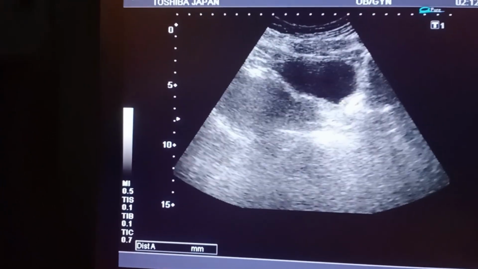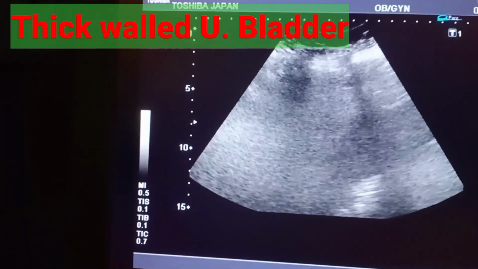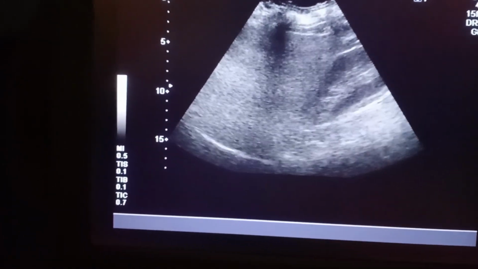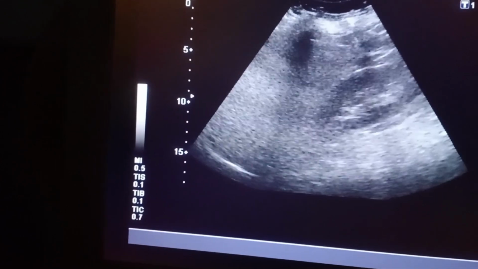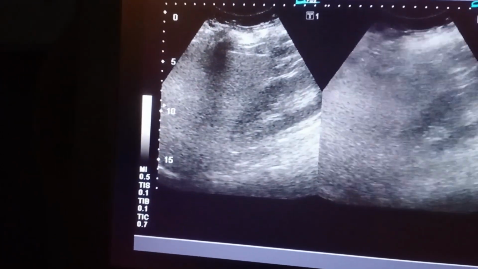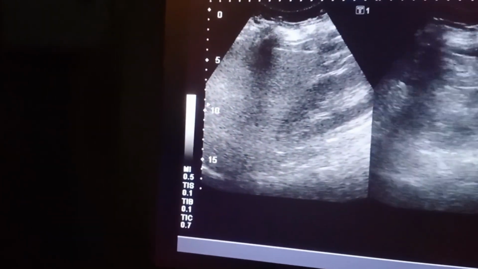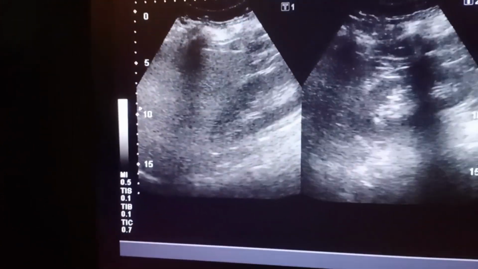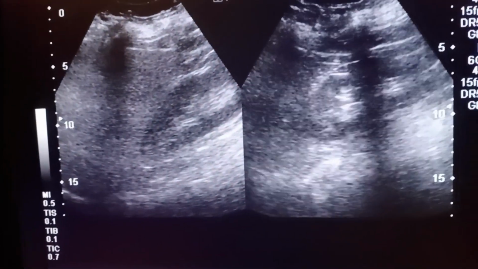So this is the urinary bladder that is thick walled. A thick walled urinary bladder shows UTI or cystitis. You can also appreciate the liver and the kidney on the right side to see any abnormality or any significant pathology. You can also appreciate the kidney on the left side along with the spleen that appears to be normal.